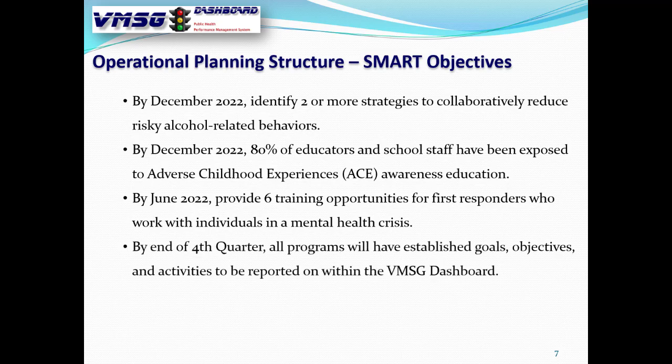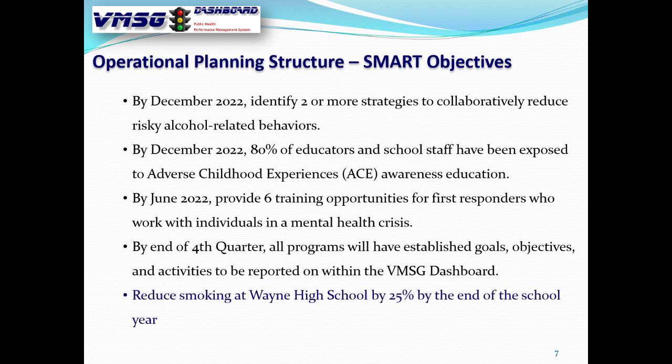By the end of the 4th quarter, all programs will have established goals, objectives, and activities to be reported on within the VMSG dashboard. Reduce smoking at Wayne High School by 25% by the end of the school year is one of the objectives in our example plan. Other similar objectives might be to reduce smoking by some percent in other schools in the community by the end of the school year.